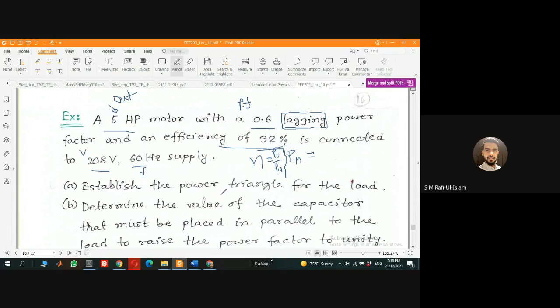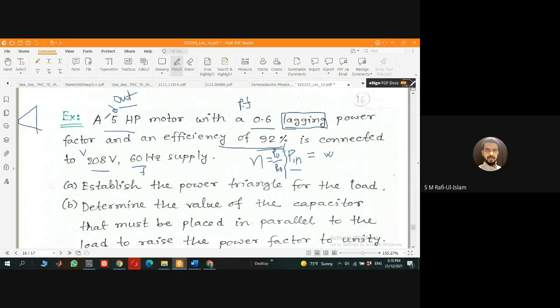So establish the power triangle. My target is to calculate the power triangle, which means I need to draw real power, imaginary power, and apparent power. Since this is output power, first I need to calculate input power. Can I calculate input power?